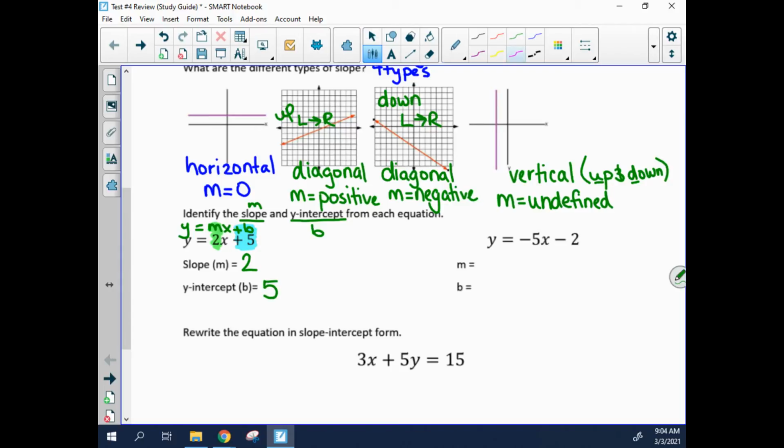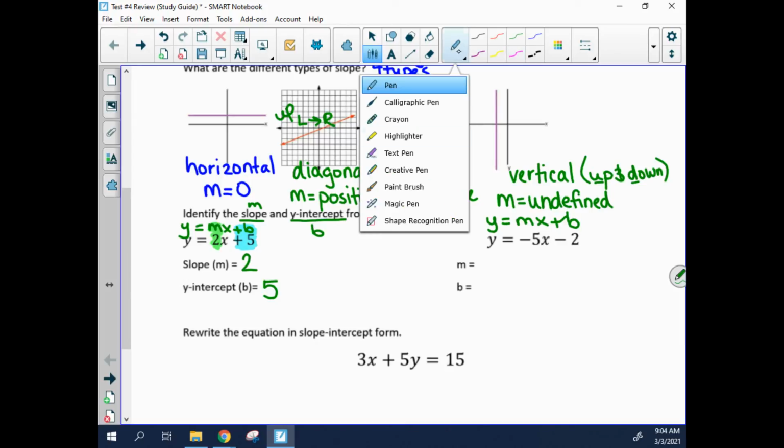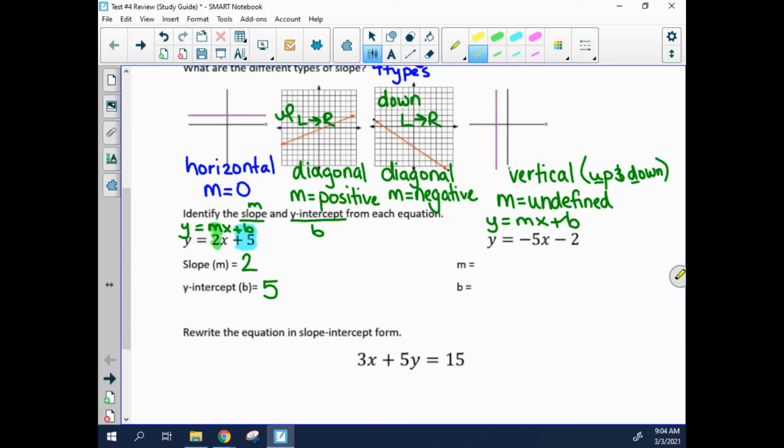Okay? For the second one, y equals negative 5x minus 2. Again, I'm going to think about slope-intercept form. And we're going to match up our m and our b. So m is the number in front of the x, or the coefficient of the x. In this case, our m is going to be negative 5. And our b is the number at the end. Again, I'm going to take the sign with that number. So in this case, our b is going to be a -2.